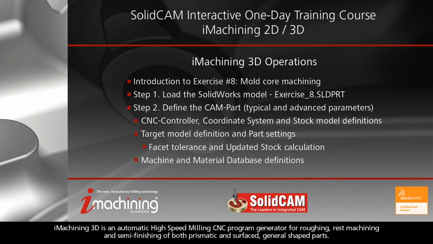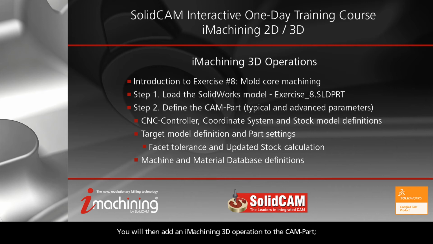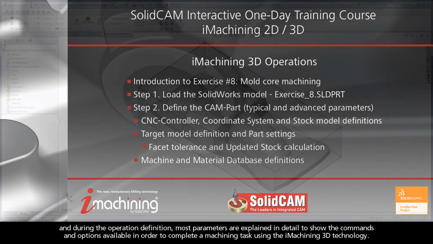iMachining 3D is an automatic high-speed milling CNC program generator for roughing, rest machining, and semi-finishing of both prismatic and surfaced general-shaped parts. In this exercise, you will first be guided through the CAM part definition process, which is similar to iMachining 2D, but with some notable differences. You will then add an iMachining 3D operation to the CAM part. And during the operation definition, most parameters are explained in detail to show the commands and options available in order to complete a machining task using the iMachining 3D technology.